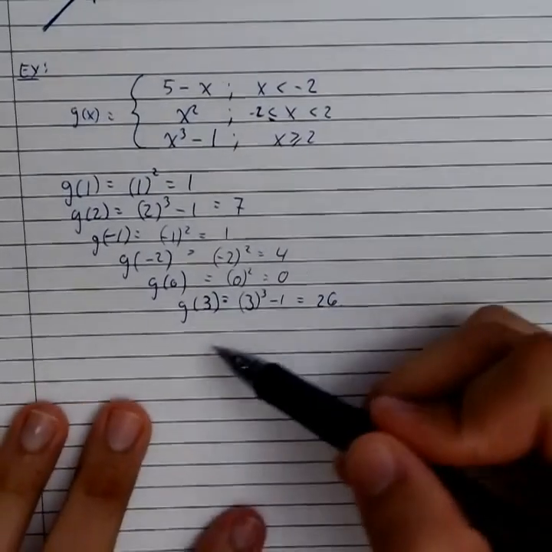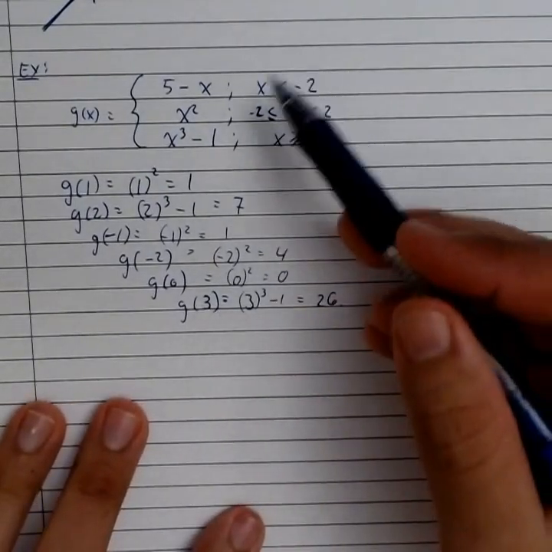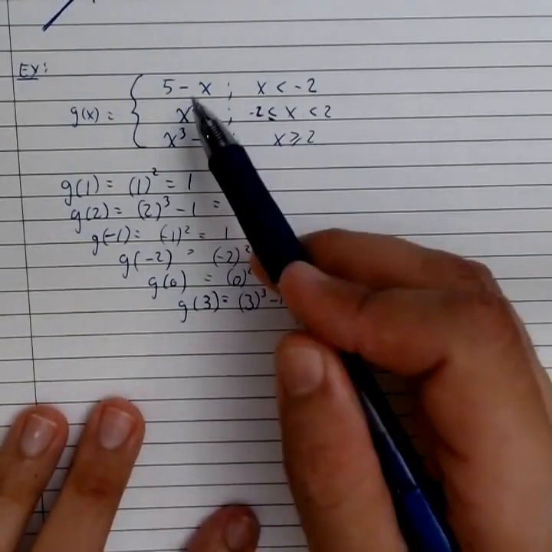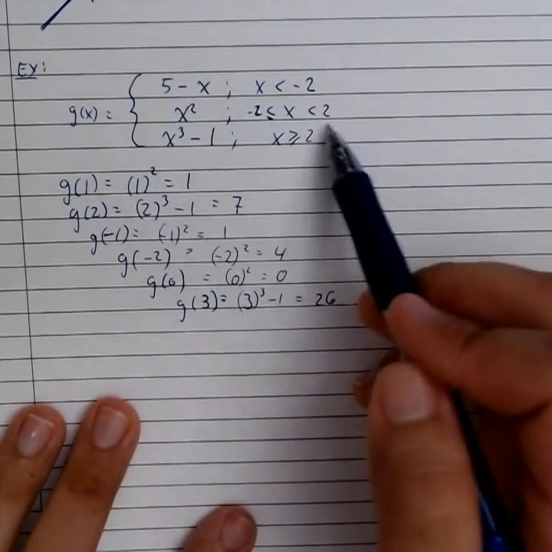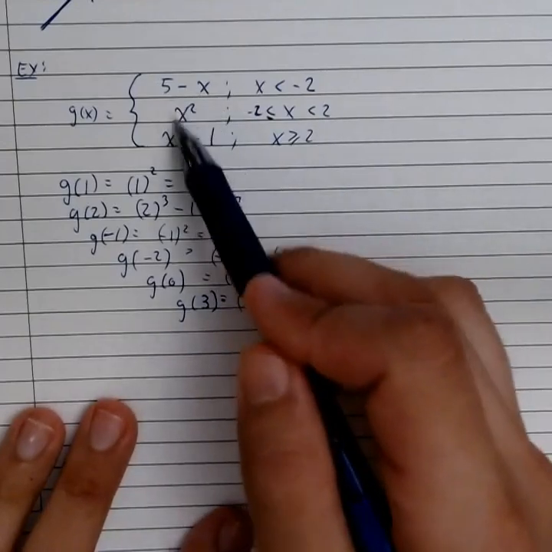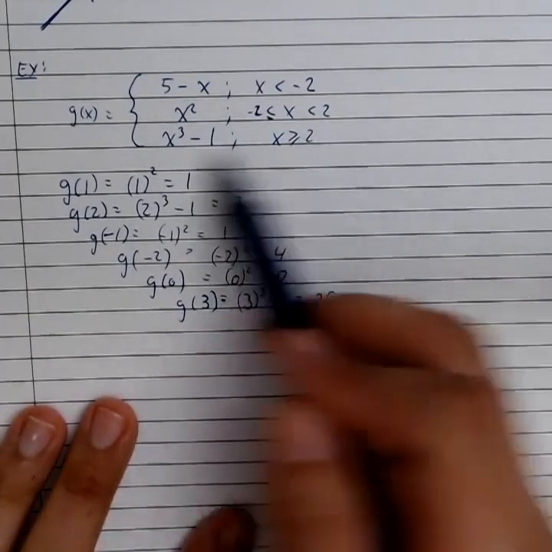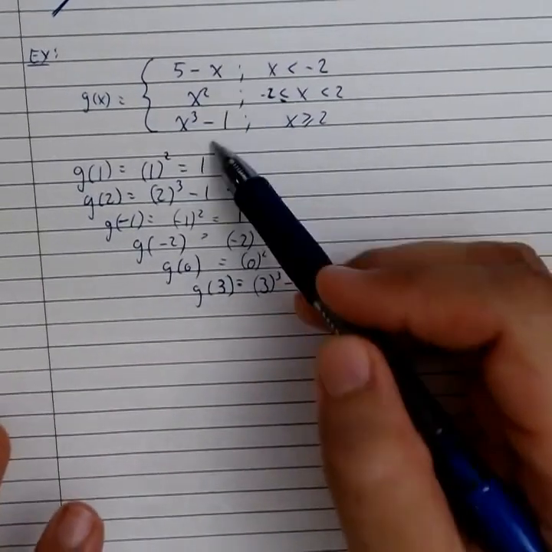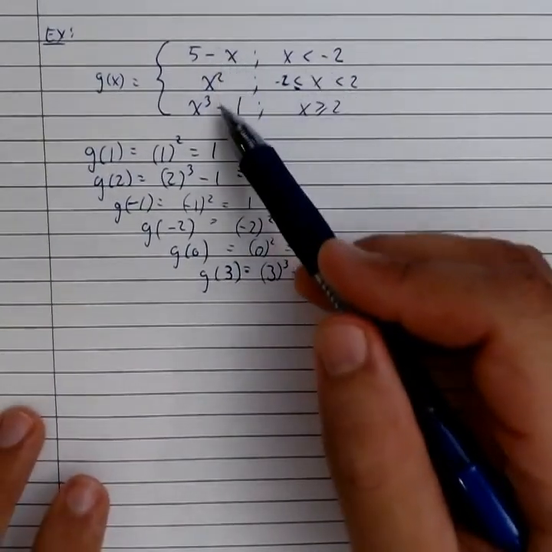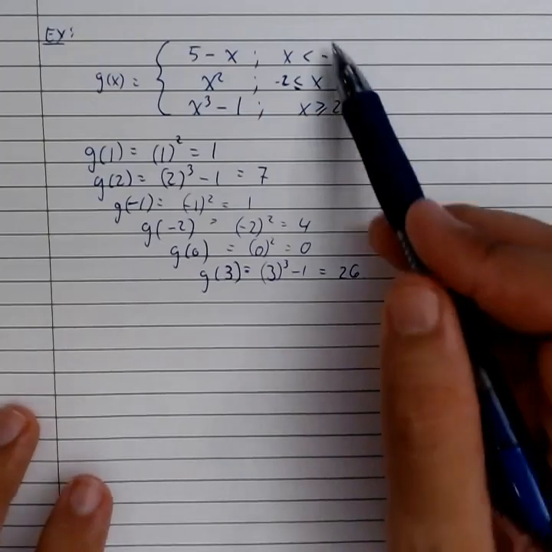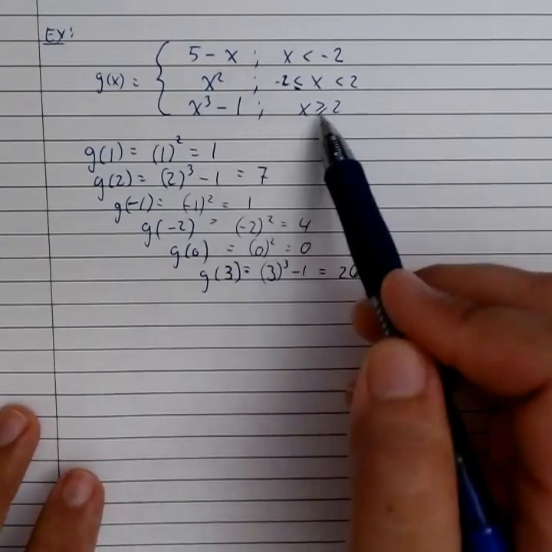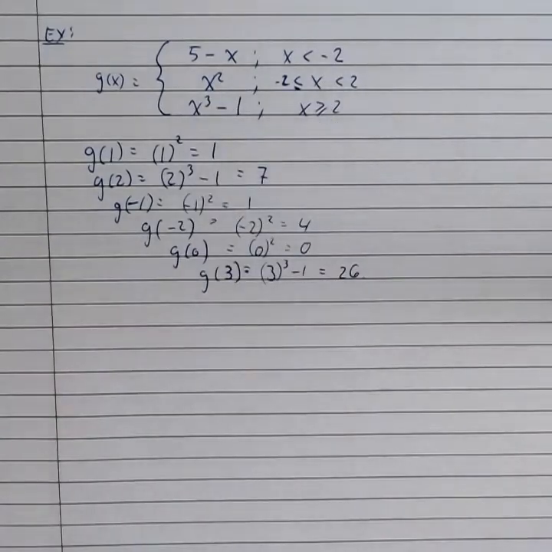Notice, once you have an x value, first figure out what interval it belongs in. If it belongs in the first interval, you plug it into the first piece. If it belongs in the second interval, you plug it into the second piece. If it belongs in the third interval, you plug it into the third piece. It doesn't go into all of them because not every one of them is used all the time. This tells you when to use this piece. This tells you when to use this piece. And this tells you when to use this piece.